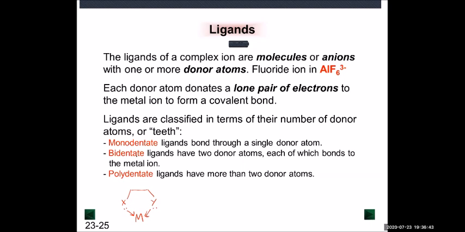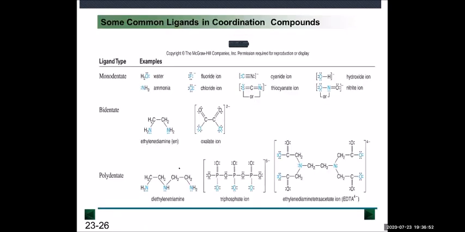Monodentate means a single tooth, and bidentate means two teeth. It can be even more than two, so it's polydentate. These are how each ligand binds with the central metal. Bidentate is when you have two nitrogens in the molecule, and they can both form bonds with the metal. Polydentate can be more than two.